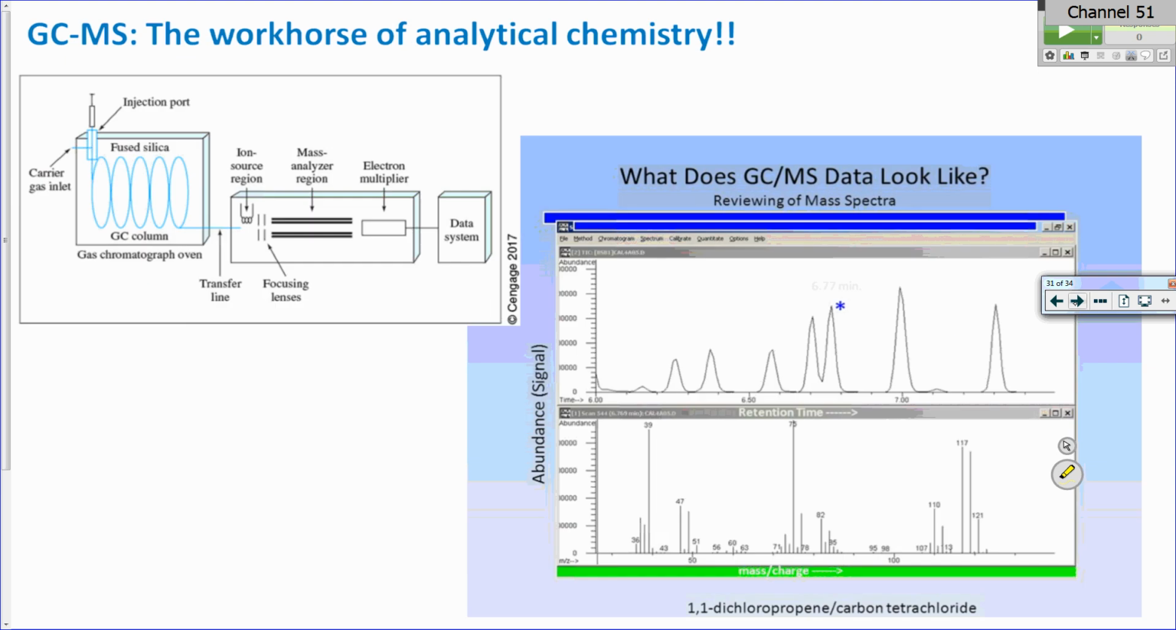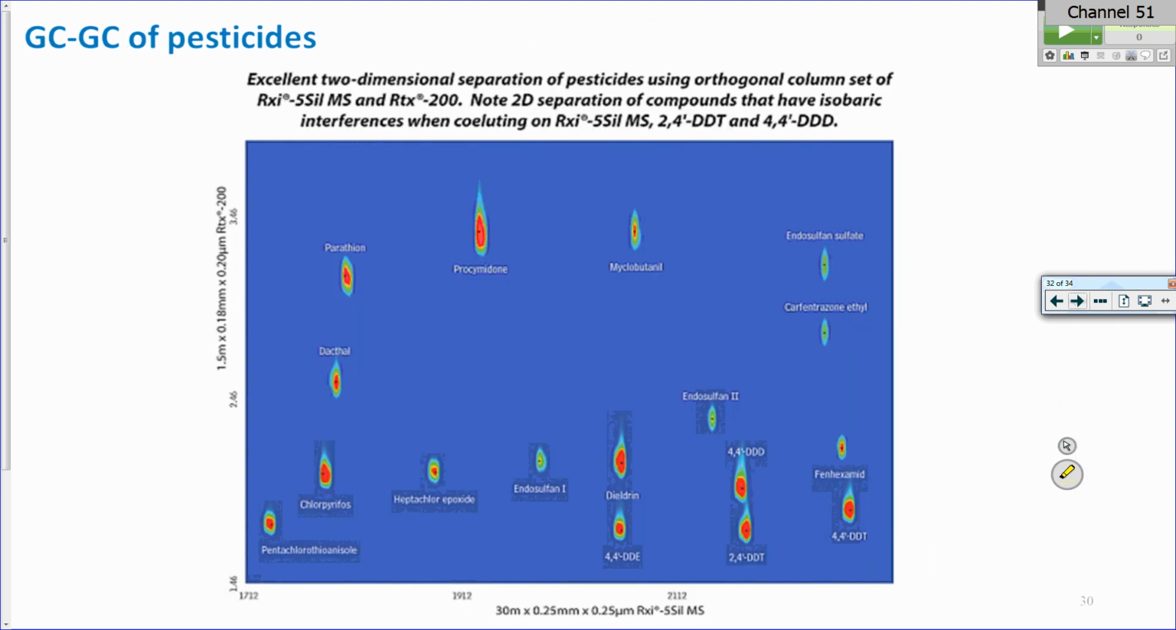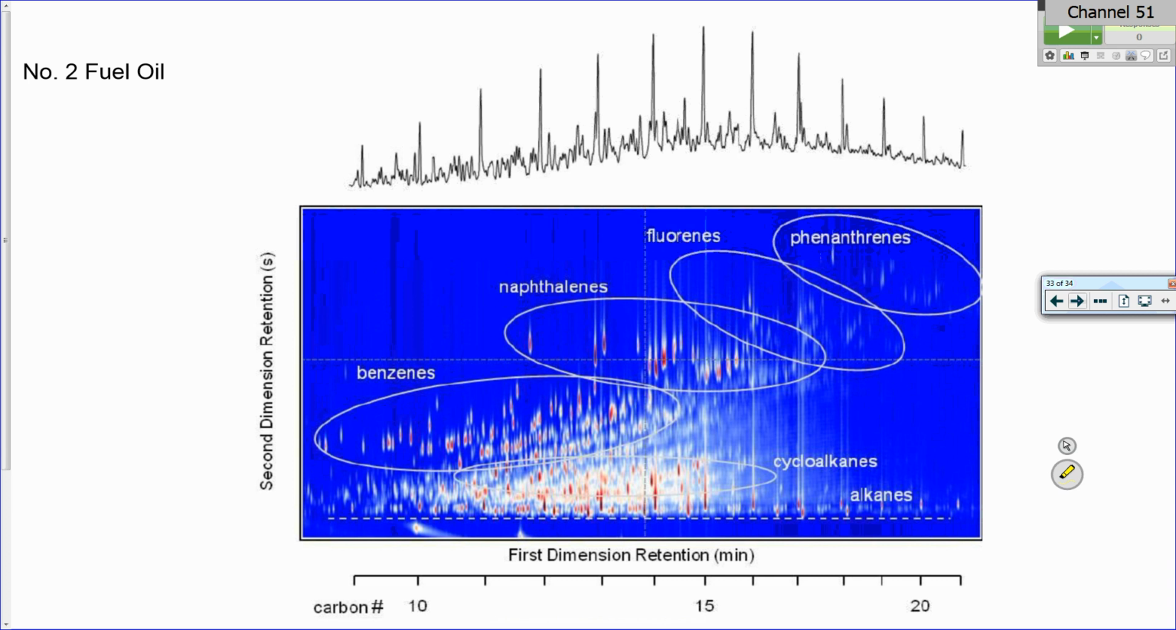When you do this, you get separations that look something like these guys. So this is GCGC of pesticides. So in one dimension, they got a 30-meter column. In the other dimension, they've got a 1.5-meter column. So they're taking time slices that are coming out of this long column, and then they're separating them in this second dimension. And now you have things that would be co-eluting that you could completely resolve with the multiple spectra. So this is for things that are very similar. This is probably the best technology that we have that's available for it.